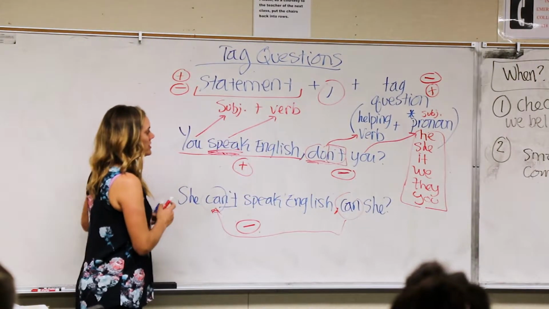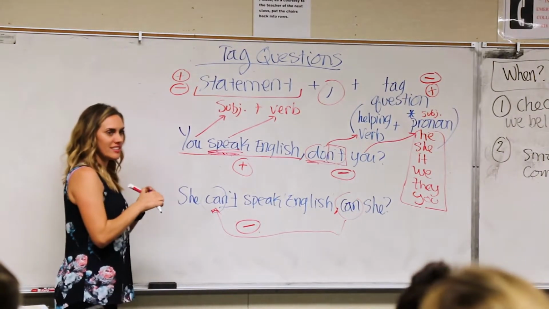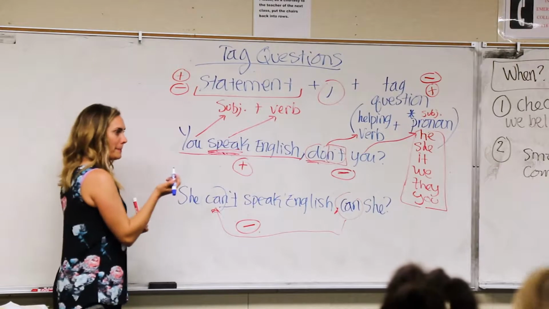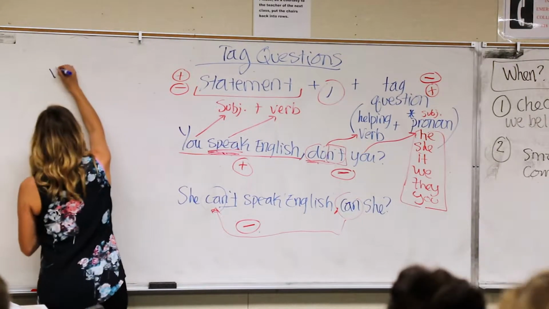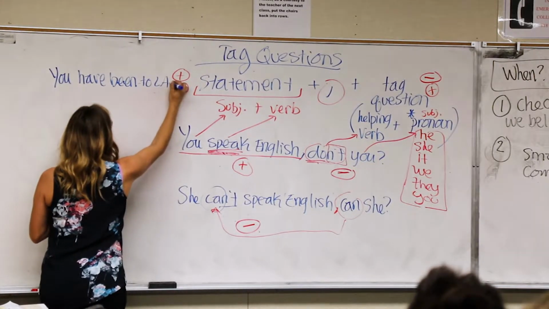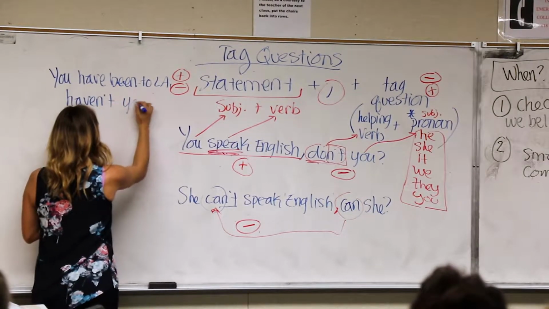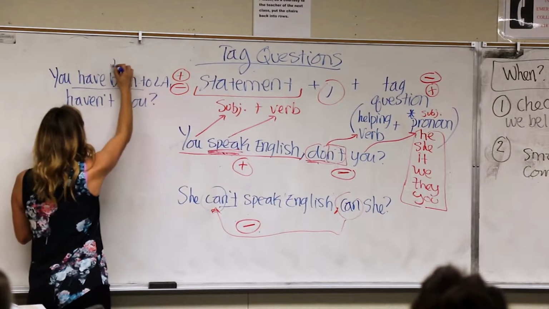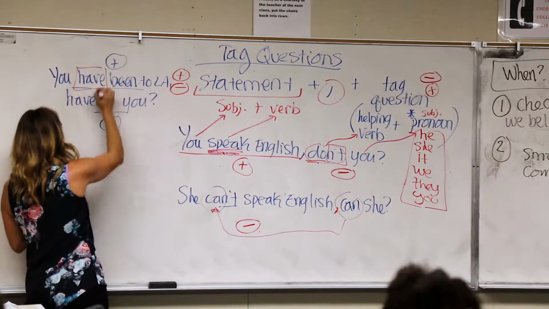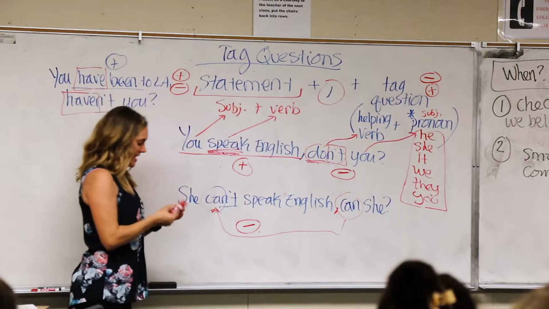Okay, so let's try one more example. Let's use have, like the present perfect. Let's say what we studied. Have you been to LA? Okay, so you have been to LA, comma, haven't you? Good. So over here we have affirmative, over here we have negative, and we have the same helping verb, which is have, okay?